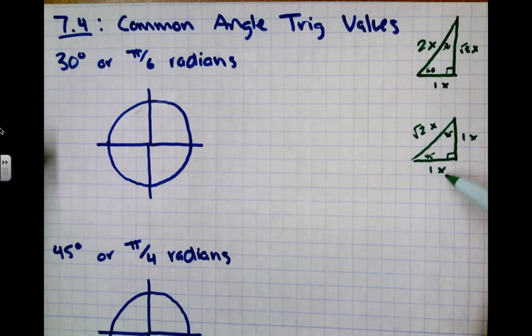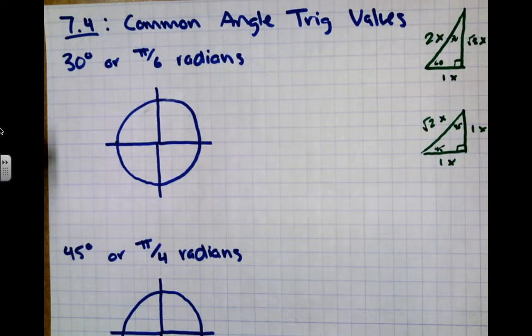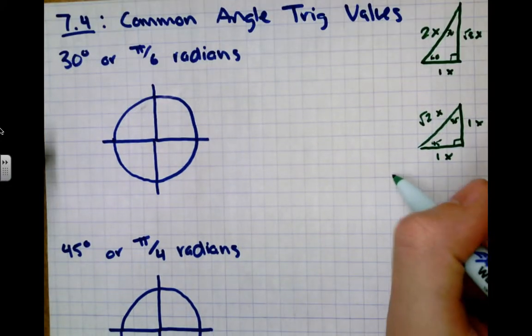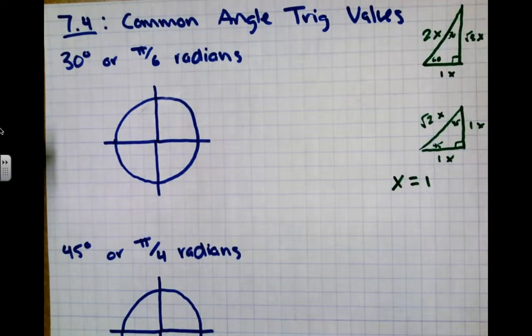Now down here, what we're looking at is a 45, 45, 90 triangle. Across from the 45s is 1x, and they should be the same exact side length because they're the same angle. And then across from the 90 would be the largest side length, which would be square root of 2 times x. So for all of these examples, we're going to assume that x is going to be equal to 1 for everything that we do.